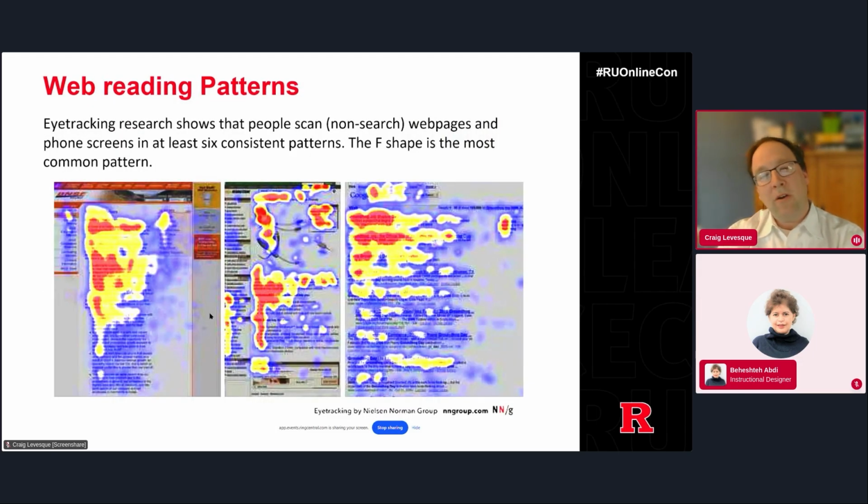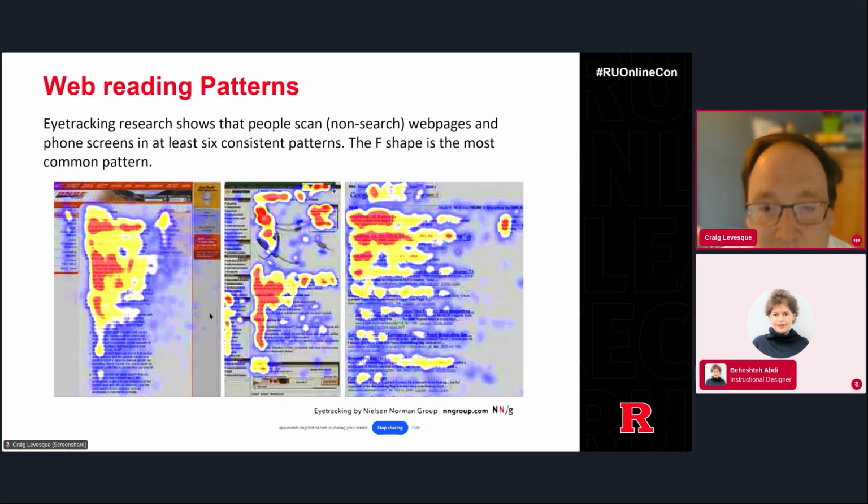Web reading patterns is one of the hardest things to get your head around, I find, when you're designing an actual course. So web tracking or eye tracking software shows that people tend to scan non-search web pages in a few patterns, the F shape being the most common. The F shape is absolutely everywhere in web design. It is where you have a row on the left, usually a menu row, and then something across the top, and then various lines of text or items going down in the middle.